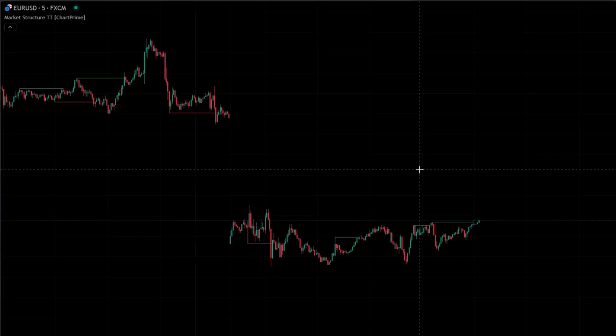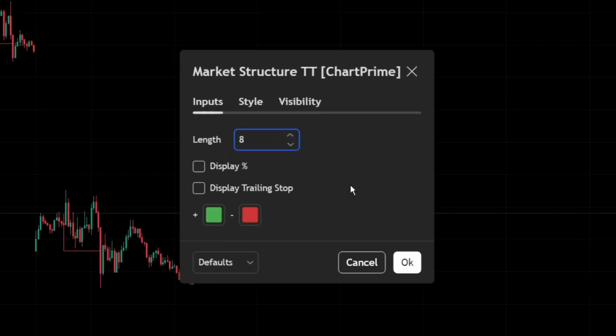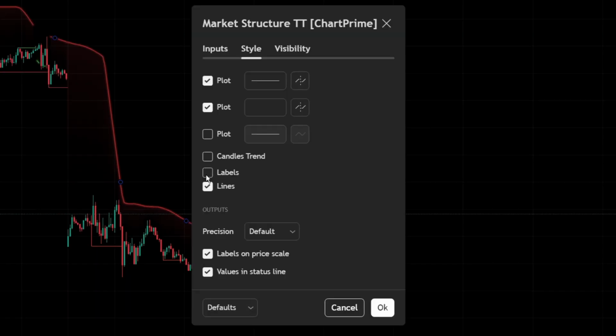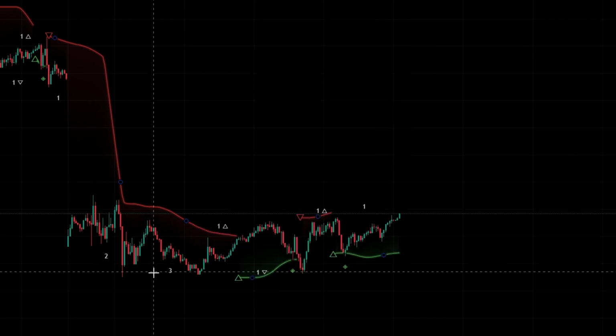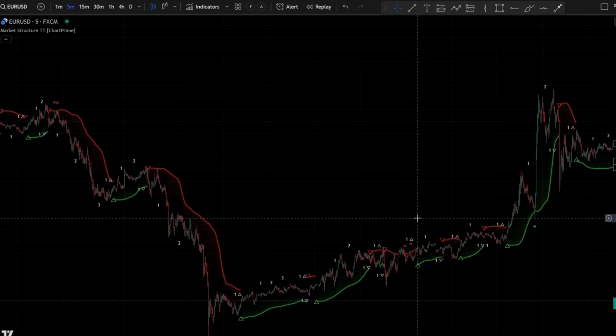Let's configure the base indicator. Follow my instructions. Change the length to 8. Toggle on display trailing stop. In the Styles tab, disable lines and enable labels. We will be looking at these diamond labels for entries. That's it for this one.